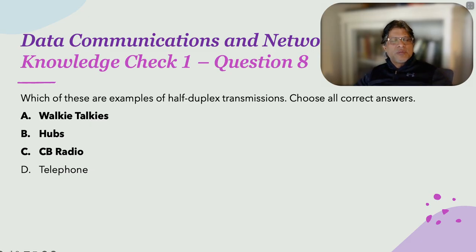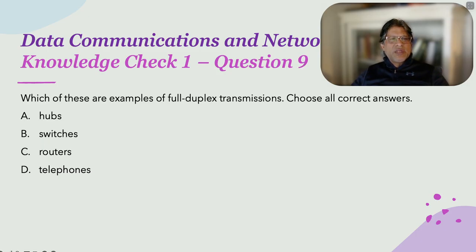Hubs are the same. One person transmits, everybody else on the hub listens in on the conversation. Once that completes, then somebody else on the hub starts to talk and everybody else listens in. If you have multiple people talking on a hub, you get what is called a collision. And we'll talk about that in the future. But for now, we need to understand that only one person can talk and everybody receives. And then there's a CB radio, which is also half duplex transmission. Okay, we finished question number 8.